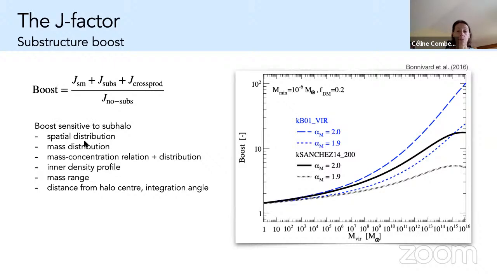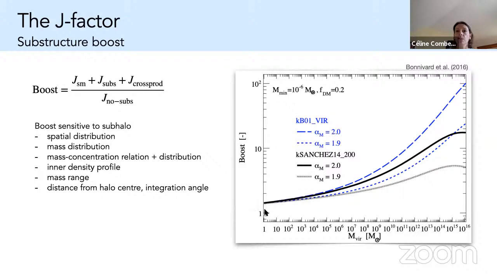So the boost, as we just saw, depends on a lot of parameters and choices, because at the end, these are user-defined choices. You need a spatial distribution, a mass concentration relation, a distribution for the concentration, a density profile for the halo, a given mass range. So all these matter. Here there is a configuration where 20% of the mass of the host halo was turned into subhalos. The boost is calculated down to a minimum mass of 10 to the minus 6. In blue and black, I have two choices for the mass concentration relation. And the various line styles are for various choices for the slope of the mass function. Simulation gives you 1.9 typically, and we tried something a little bit steeper with 2.0.